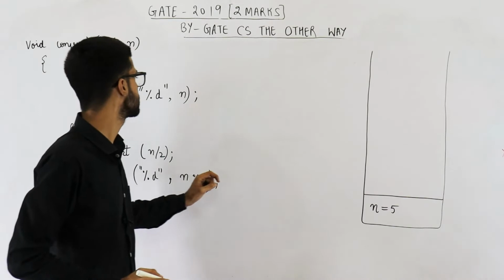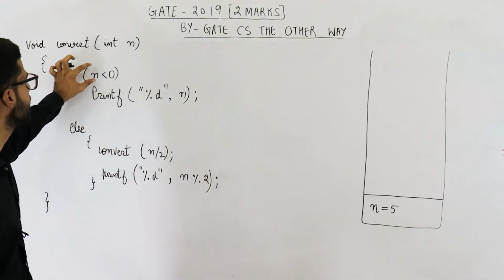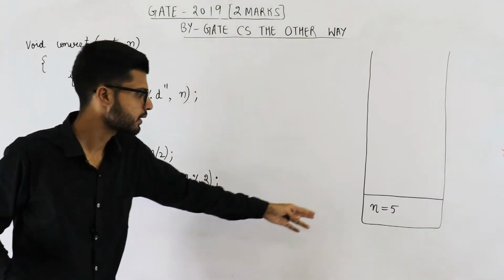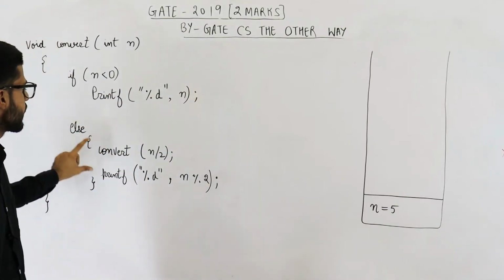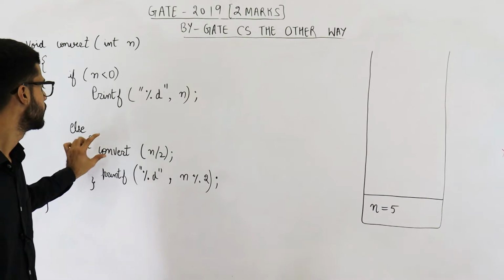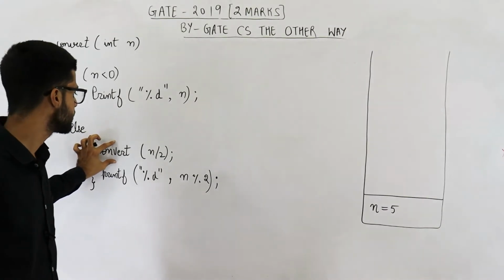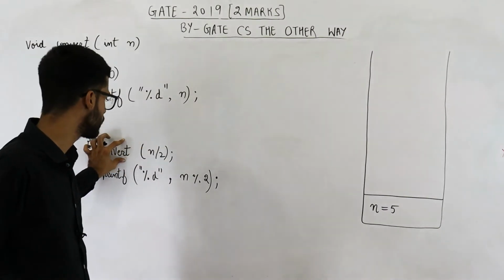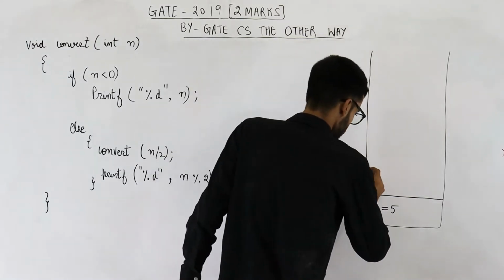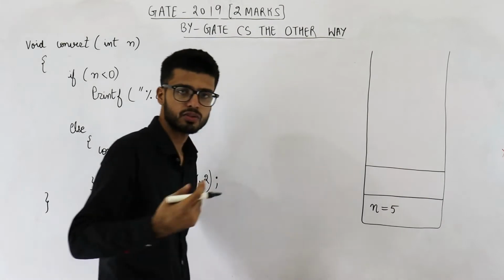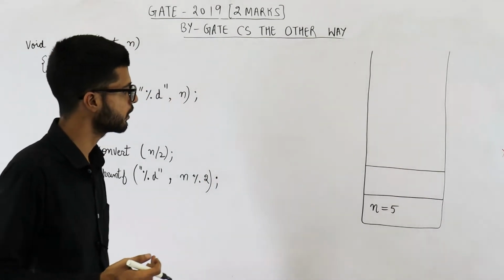Now let's start executing this program line by line. If n is less than 0? No, n is not less than 0. So we need not execute this line. Simply execute the lines present inside the else block. So it is again a function call and this time we are calling function convert with parameter as n by 2. So a new activation record will be pushed because once more we are making a function call.